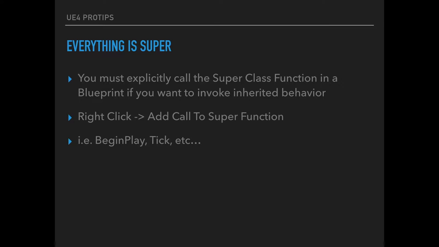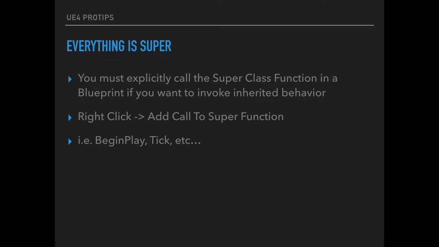Basically, when you're using blueprints and you have a begin play or a tick that's just sitting in your blueprint graph, which pretty much every time you go in a new blueprint you get those, if you just start dragging nodes off and it executes your code, anything that blueprint may have inherited from, the execution will stop right there.